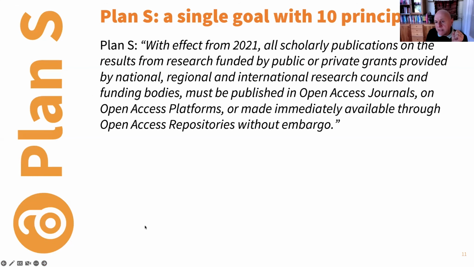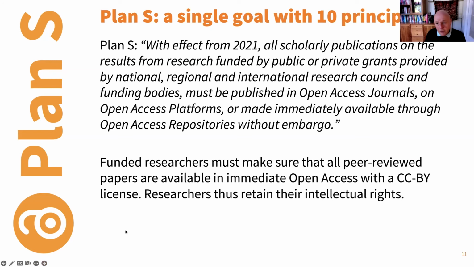So Plan S, which is the plan associated with Coalition S, has a single goal: to make sure that all scholarly publications that come out of the funding we give to researchers are available open access in one way or another. So either via open access journals, via platforms, or via repositories without embargo, but those papers have to be available one way or another. Funded researchers must make sure that all peer-reviewed articles are available in immediate open access with a CC BY license. So this is where the CC BY license comes in, guys.